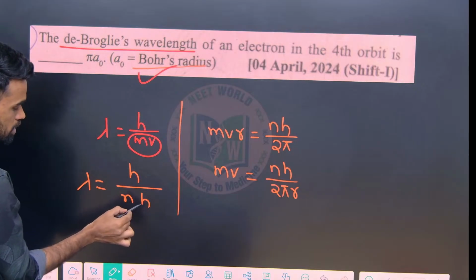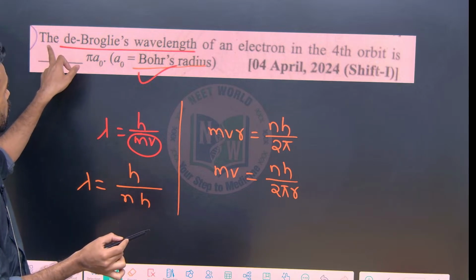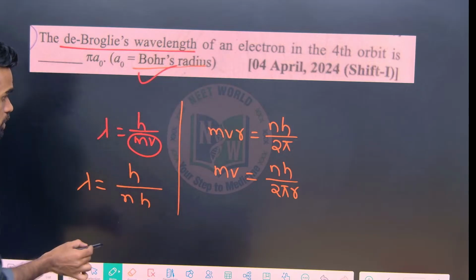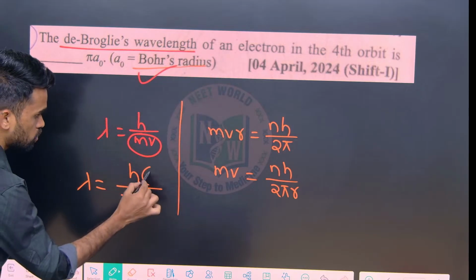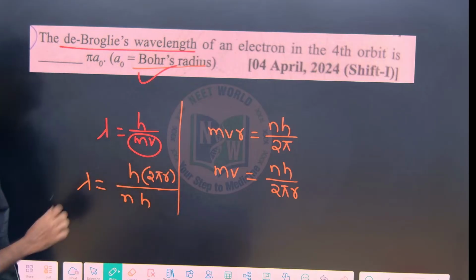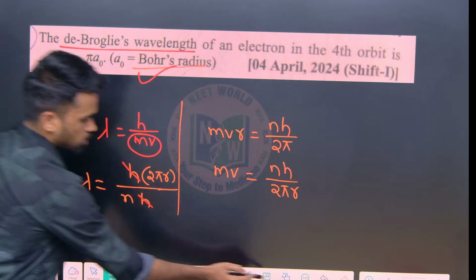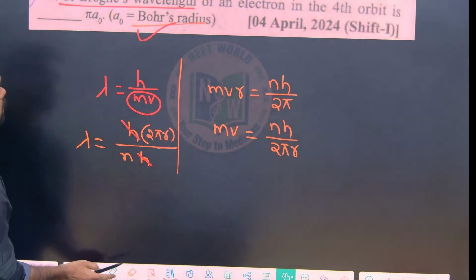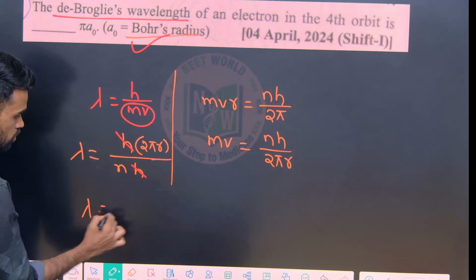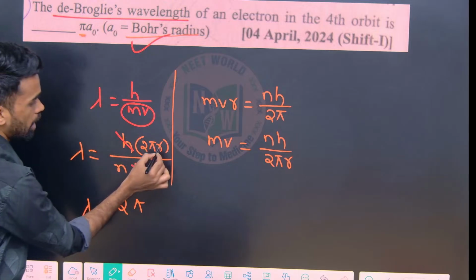They are asking about the de Broglie wavelength of an electron in the 4th orbit. So you can write 2 pi r in the numerator, that's it, and n in the denominator. From here you can cancel the h. So lambda equals 2 pi r by n, with 2 pi as it is, because pi they have mentioned.